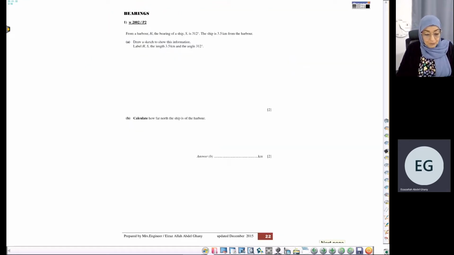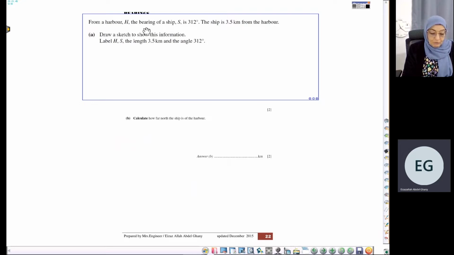Here, question number 1, there is an order to sketch. From a harbor H, the preposition from, then there is a north at H. From a harbor H, the bearing of a ship S is 312, it's a reflex angle. The ship is 3.5 kilometers from the harbor. Draw a sketch to show this information. Label H and S and the length 3.5 kilometers and the angle 312 degrees.